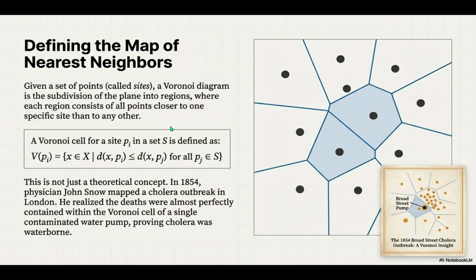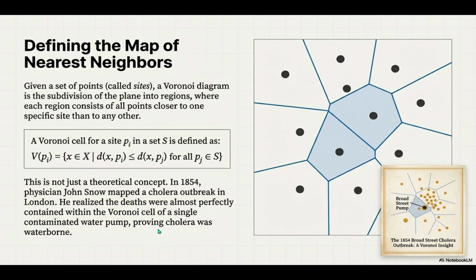Absolutely. In 1854, the physician John Snow was trying to figure out a cholera outbreak in London. He mapped where all the deaths were occurring. And when you look at his map, it's a Voronoi diagram. He realized that the deaths were almost all contained within the Voronoi cell of a single contaminated water pump on Broad Street. So the map wasn't just showing addresses, it was showing the invisible zone of influence of the contaminated water. Precisely. It proved the disease was waterborne, and that exact power, mapping influence, not just coordinates, is what was needed for the microchip.